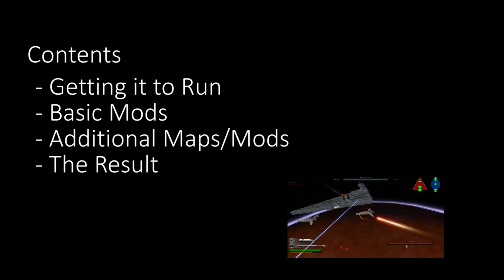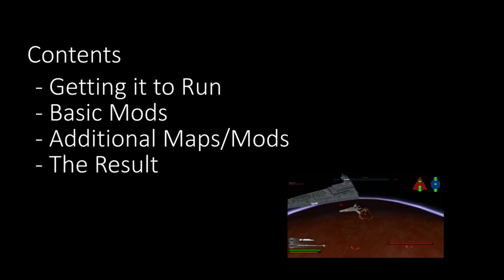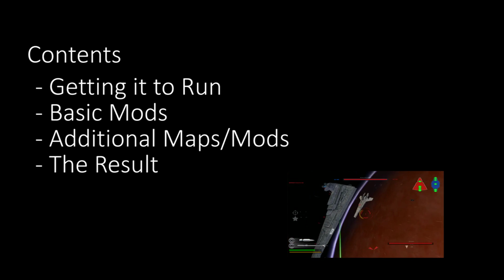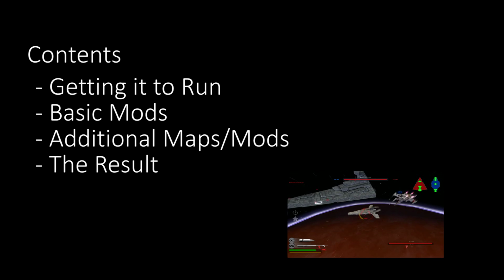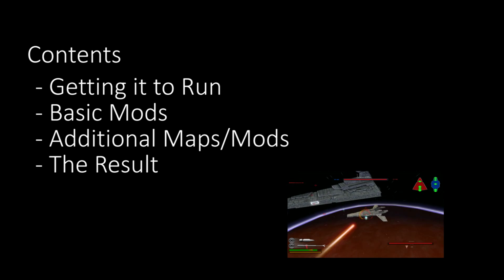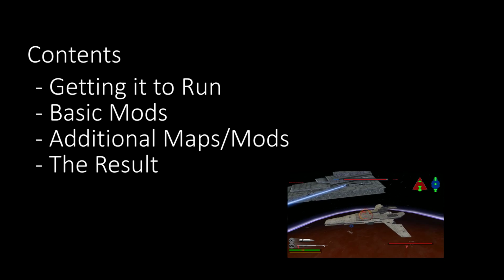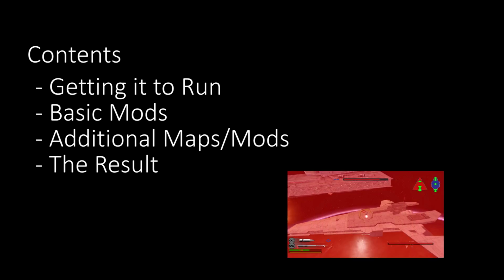The first part of this guide will focus on getting the game to run. We'll then move on to setting up a basic modified installation. This will include fixing the multiplayer component of Battlefront 2. We'll then move on to the additional maps and mods section, which will focus on adding additional graphical effects along with adding additional content. And finally we'll look at the results of this guide.